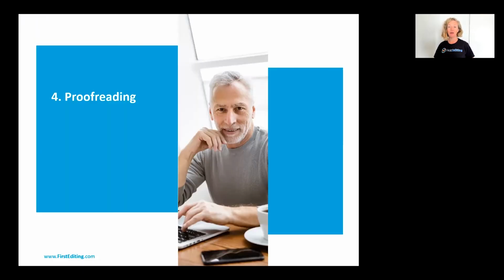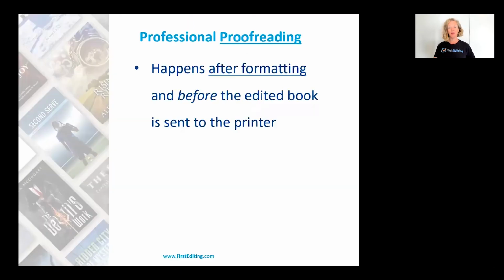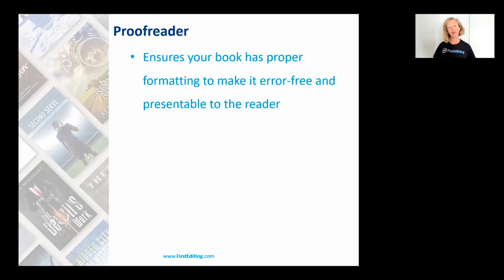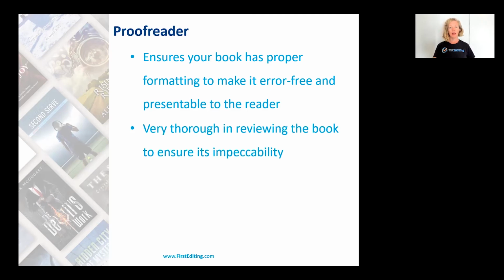Professional proofreading is the 4th and final stage. Professional proofreading happens after format editing and before the edited book is sent to the printer. It's the final review, not only of the layout, but of your grammar, spelling, punctuation. It should be conducted separately from your copy editing by a separate and different person. That ensures that if anything was overlooked, it's caught on the final review. A proofreader is going to ensure your book has proper formatting and that it's error-free and presentable. They are methodical and meticulous.